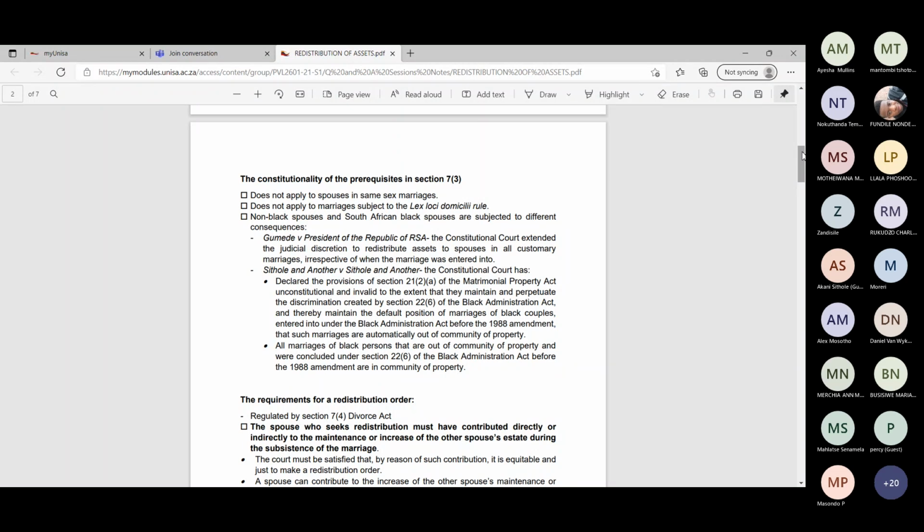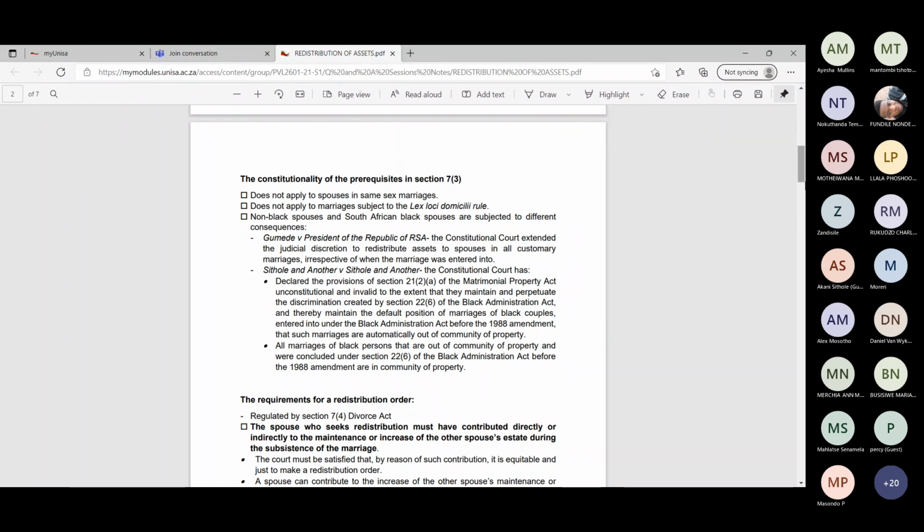So if there is a black spouse who, let's say, got married on the 2nd of January 1972, and their marriage was in terms of customary marriage, redistribution is going to be applicable to them. So you need to know the constitutionality principle, but most importantly, if you are asking to whom this principle does not apply, you must know that same-sex marriages, it does not apply. If your husband's domicile is not South African, whether now or at the time of entering into the marriage, it is not applicable to you. If you are a black spouse and you entered into a civil marriage after 1988, it is not applicable to you.